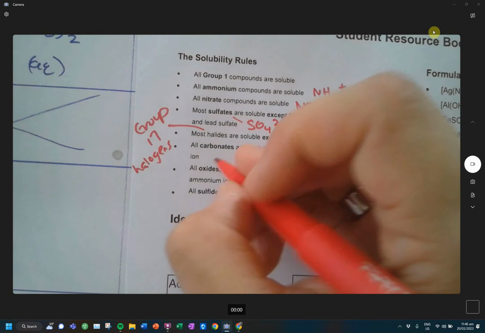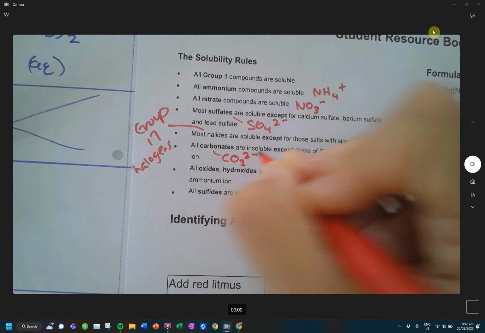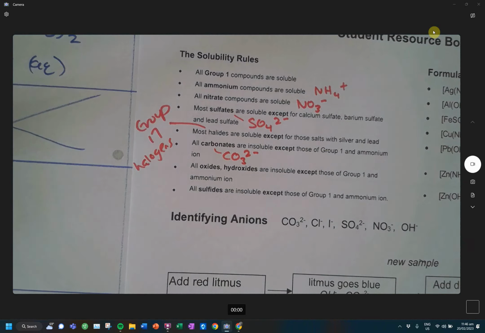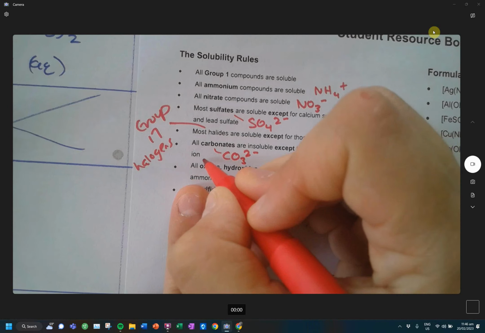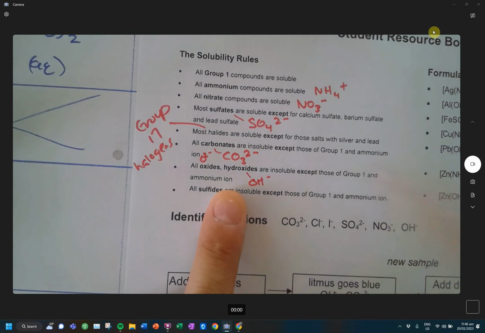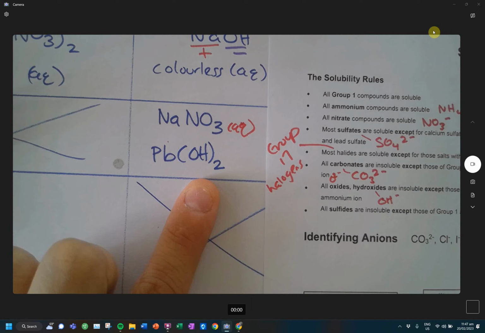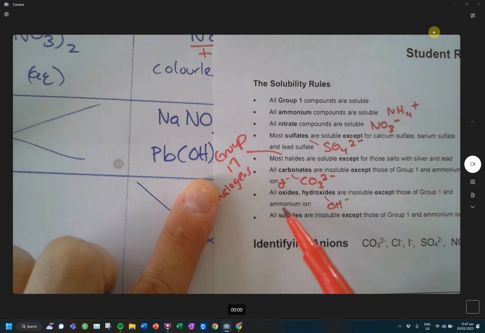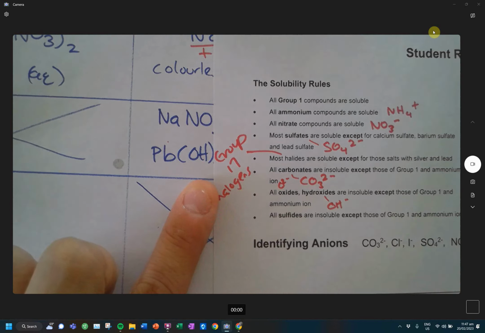Next one is all carbonates. We don't have any carbonates, but so you're aware, that's CO3 2-. It says all hydroxides, sorry, all oxides. Oxides are O2-. Hydroxides are OH minus, are insoluble. So that's already sounding my alarm bells because I noticed that I have lead hydroxide. So that's already suggesting to me that based on this rule here, this is what is insoluble. But I have to double check the exception.